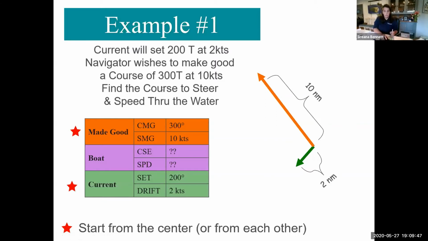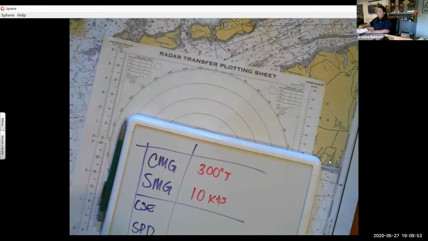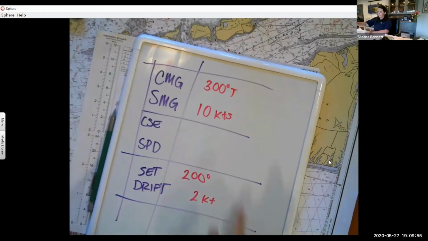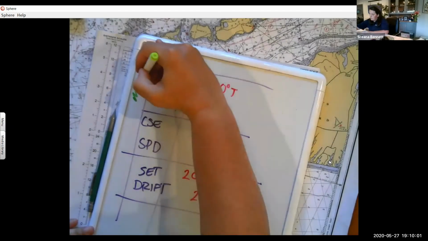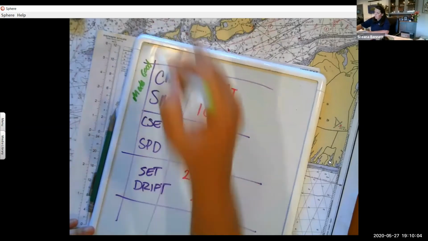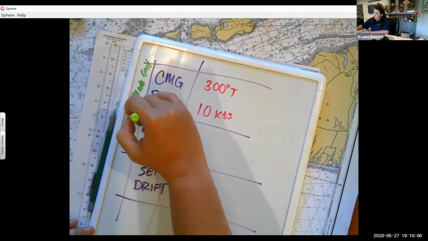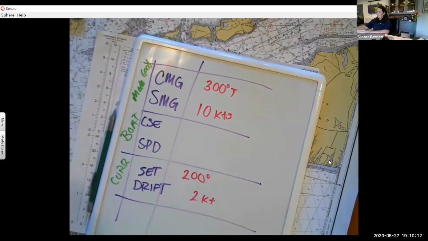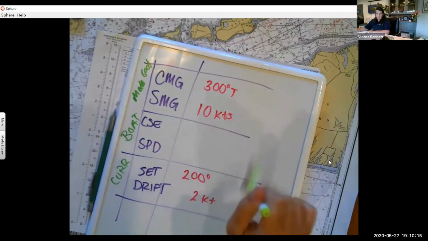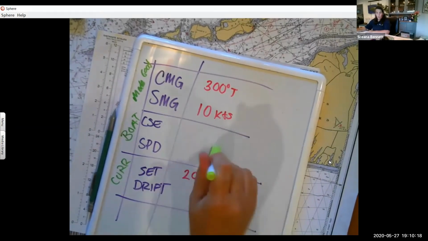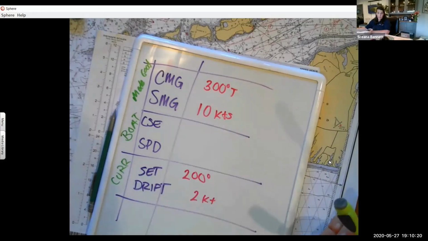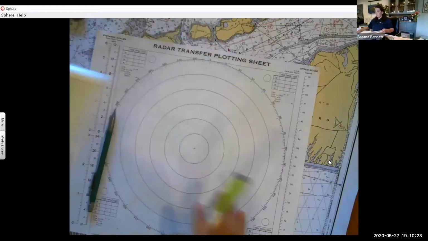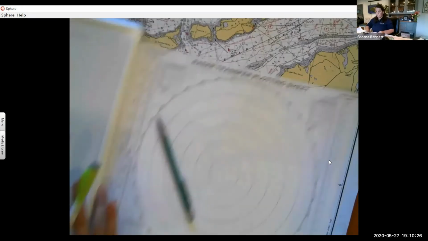So, okay, I always make my little table. So I have my made good, I have my boat, and I have my current. Those are my 3 sides of the triangle. I have the length and direction of 2 of the sides. So now I need to find out what is the 3rd side of the triangle, or my boat. So I'm going to put it on this radar plotting sheet.